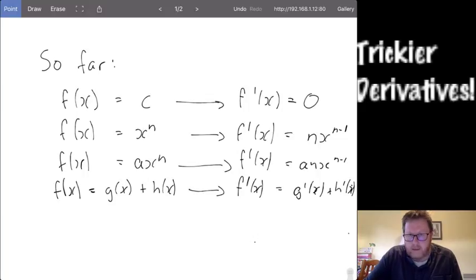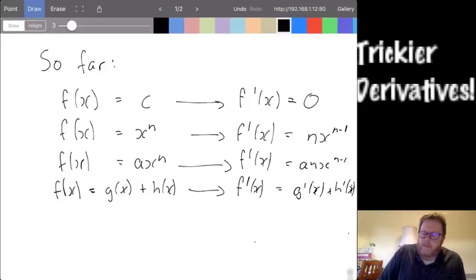Okay, now the last thing we looked at was if we broke f of x down into two functions, and this would be true if we looked at 3 or 4 or 5 or 6 or 7 or 8 functions, but if it works for 2, it works for more. If we break f of x down into two functions, then the derivative is equal to the derivative of the first function plus the derivative of the second function. Now this works for anything, including stuff we haven't seen before.